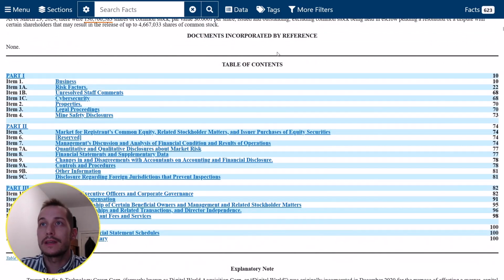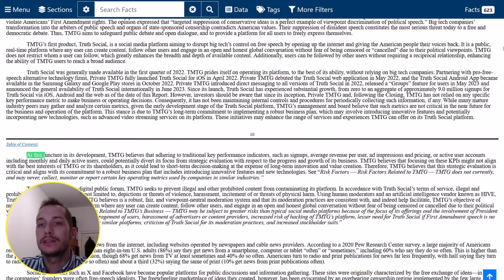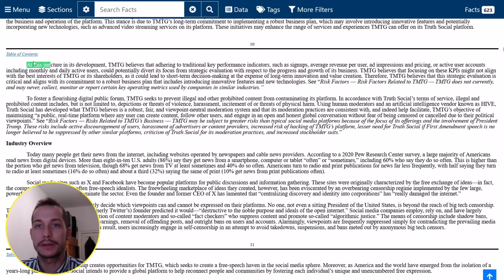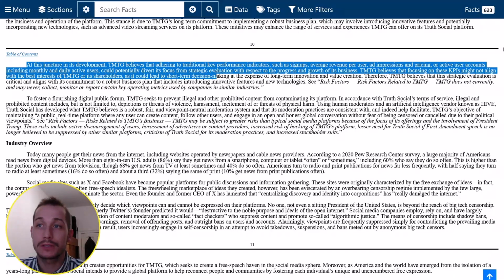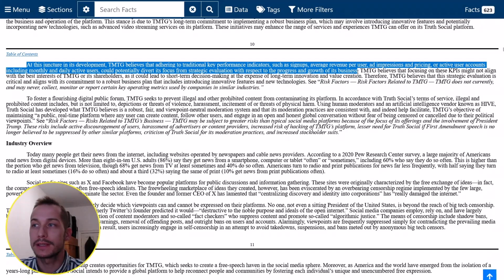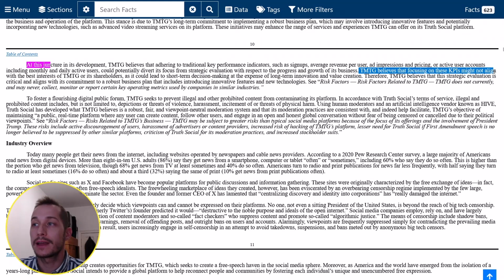And the first one is if you search this term at this juncture, look at this line. This is a little bit absurd, and this is what has people on edge. At this juncture in its development, TMTG believes that adhering to traditional KPIs, key performance indicators, such as signups, average revenue per user, ad impressions, and pricing, or active user accounts, including monthly and daily active users, could potentially divert its focus from strategic evolution with respect to progress and growth of its business. So they just don't believe the classic KPIs align with the best interests of TMTG, or its shareholders. So that's a big red flag.